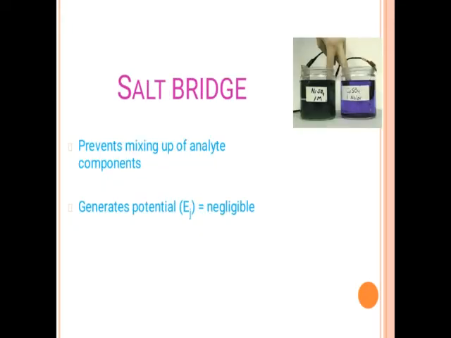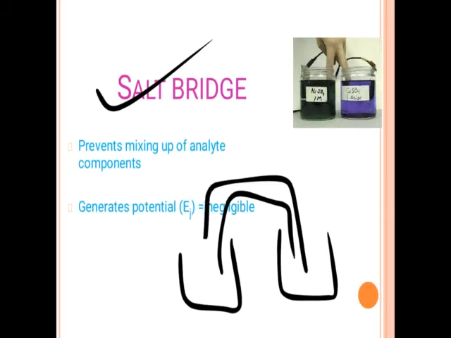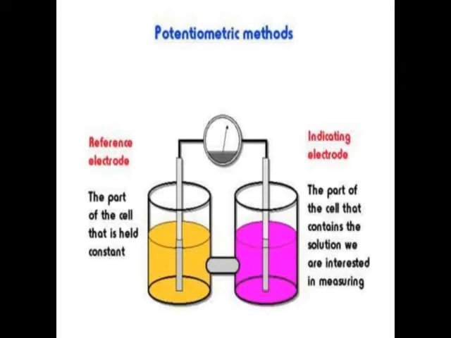Then we have seen what a salt bridge is. We have seen that the analytes of the two electrodes should not mix with each other, and the salt bridge does the work of preventing that mixing. Generally it is made of KCl and it generates a potential difference. This potential difference is called EJ, and it is generally negligible. So this is the complete structure that we have seen.